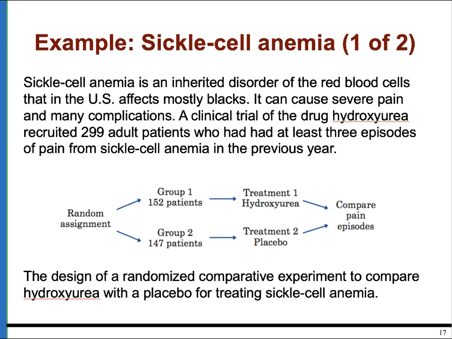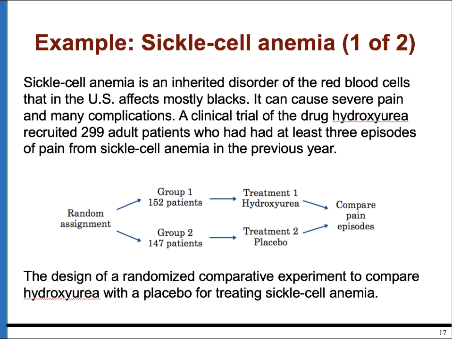In this study, looking at sickle cell anemia, which is a disease that can cause severe pain and many complications, there was a study done to determine the effectiveness of the drug hydroxyurea, and they recruited 299 adult patients who had had at least 3 episodes of pain from sickle cell anemia. So we made sure that we had people who were actually feeling pain, and we wanted to see if this drug could improve.